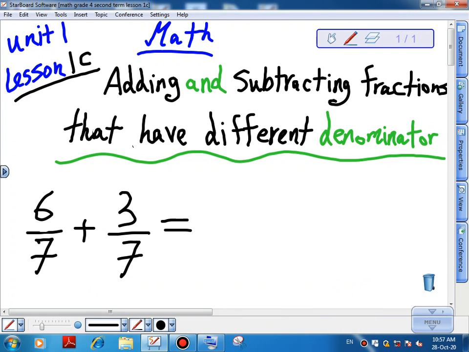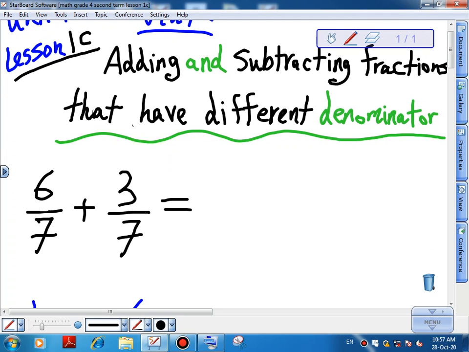Hello everyone, today we are going to learn how to add and subtract fractions that have different denominators. First, we need to remember how to add any two fractions like this, 6 over 7 and 3 over 7.